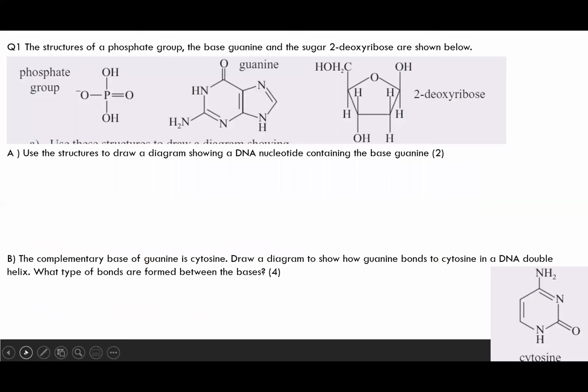What we're going to have a look at now is a couple of exam questions. So here we're given the structures of a phosphate group, the base guanine, and the sugar 2-deoxyribose. You're asked to use the structures to draw a diagram showing a DNA nucleotide containing the base guanine. So we would use our phosphate group first. I haven't actually given myself a lot of space, so this might be a little bit of a nightmare. You can just use it as structural or displayed formula, it doesn't matter.